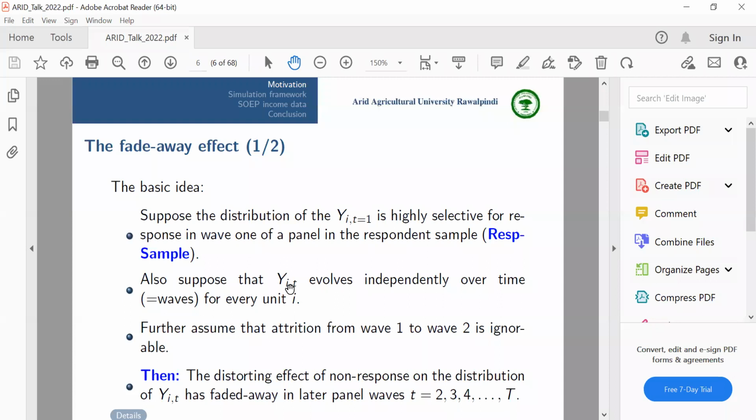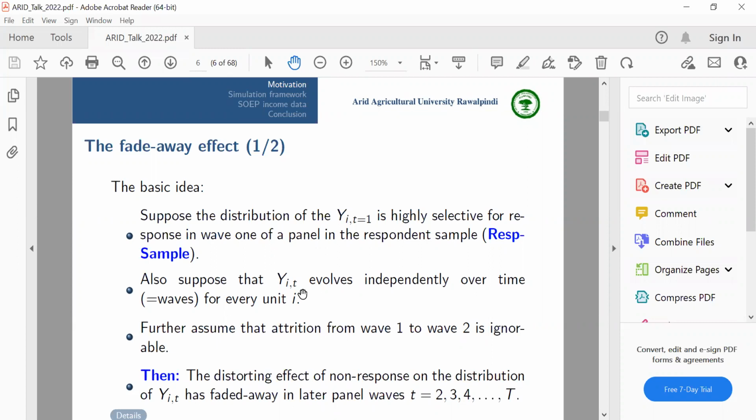Also, in this variable of interest, which is Y_it, t stands for wave. When t is equal to 1, we have the distribution of the variable at the start of the survey. When t is equal to 2, we have the variable of interest in the second wave, and so on. This variable of interest changes over time.